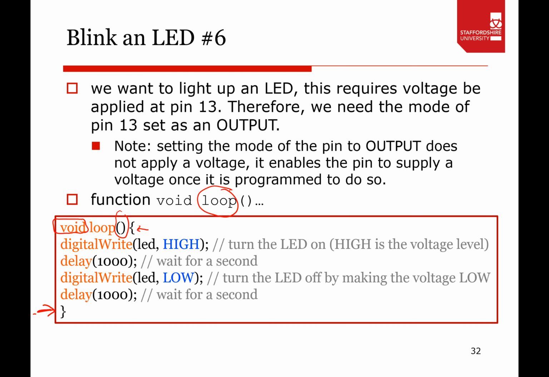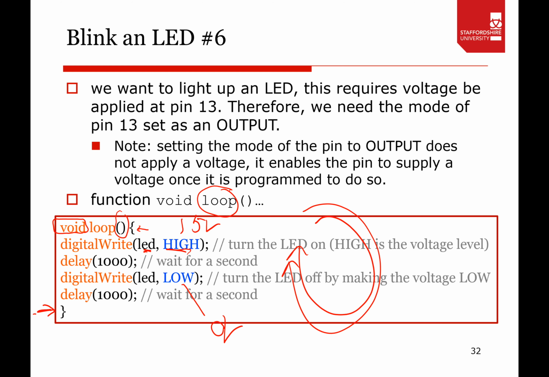So digital write: write high to pin 13, because pin 13 is the LED pin. Turn the LED on; high is the voltage level. Wait for 1 second. A delay is in milliseconds, so 1000 milliseconds is 1 second. Digital write LED low, so take the voltage to 0 volts. Here it would have been 5 volts. And again, wait for 1 second and then go around the loop over and over again.